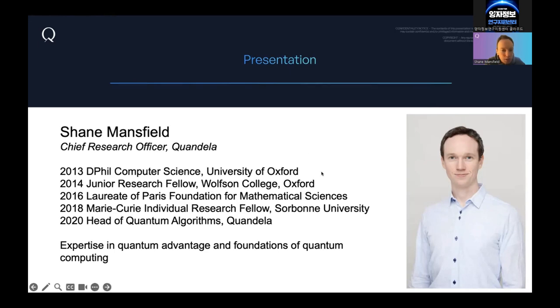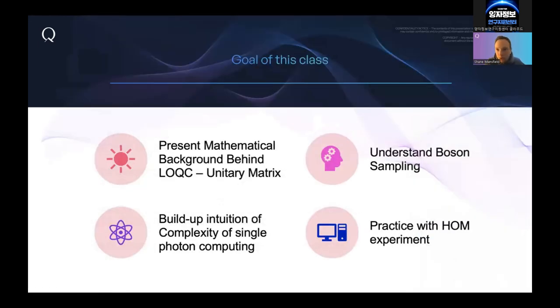Okay, so let me jump ahead. The goals of this class, what I'm going to present to you today. We're going to talk about the mathematical background behind linear optical quantum computing. The main kinds of object that we're going to talk about are unitary matrices, in fact. That's how we describe every operation. This maybe won't come as a surprise to those of you who work with quantum mechanics. This is the natural way to describe evolutions in quantum mechanics, of course. But there'll be particular forms for linear optics, as we'll see.